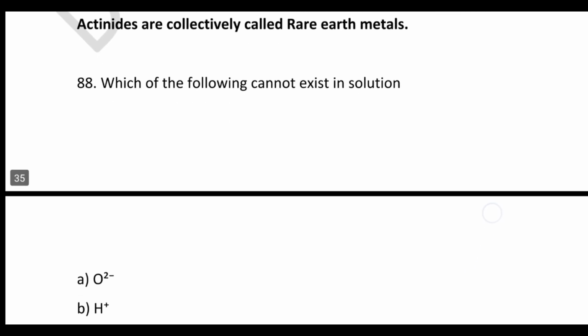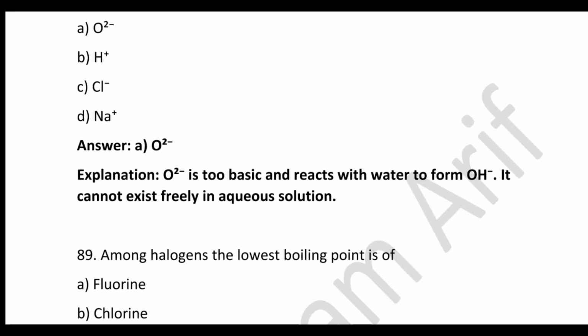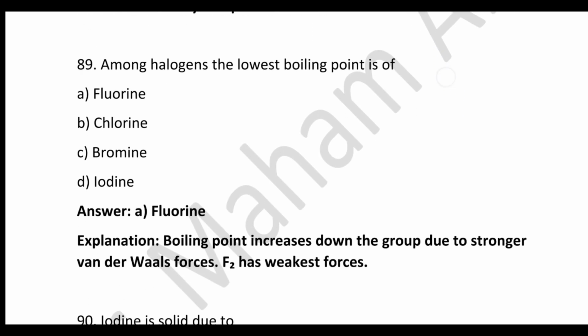Which of the following cannot exist in solution? Correct answer is option A, that is oxygen, because it is too basic and reacts with water to form hydroxide ion. It cannot exist freely in aqueous solution. Among halogens, the lowest boiling point is of, correct answer is option A, that is fluorine, because boiling point increases down the group due to stronger van der Waals forces, and F2 has the weakest force.